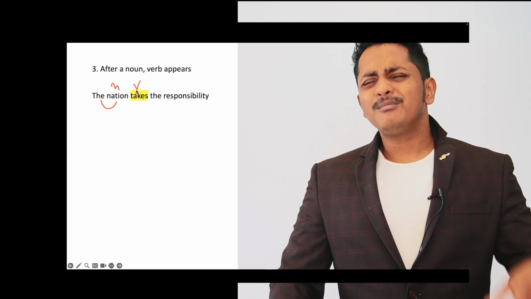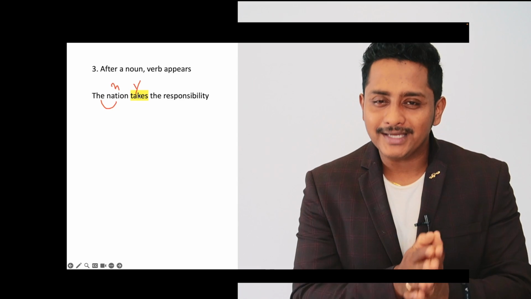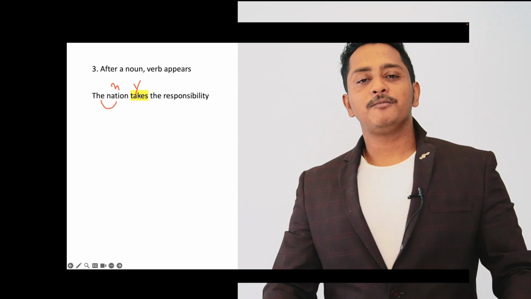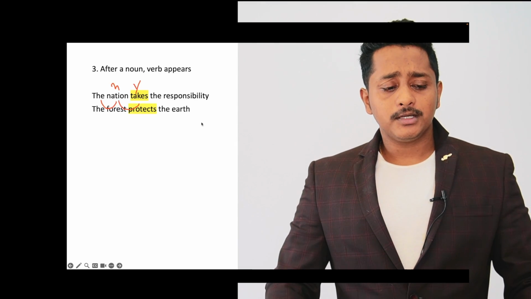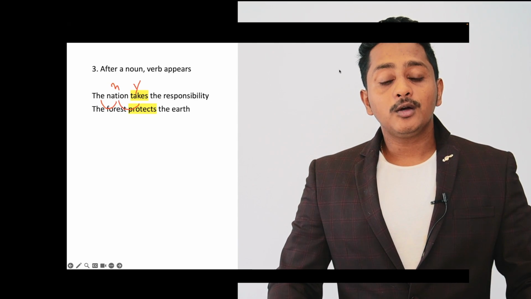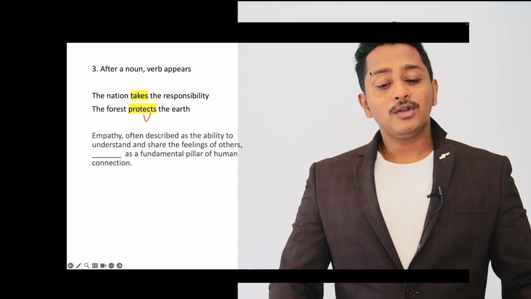After a noun, a verb will come in 100% because a noun is like a monkey. It doesn't just keep quiet. It keeps doing some action. To represent the action, you need a verb. The nation takes the responsibility. The forest, noun, protects the earth. This is a verb. Getting it? So now try to answer this.